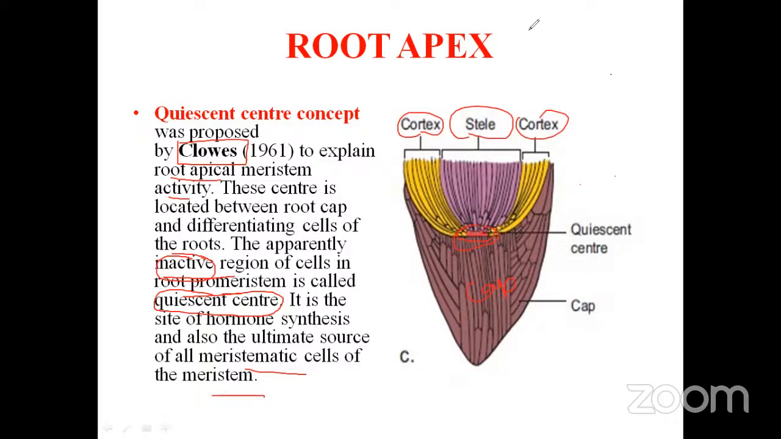Right. Now, meristematic types, shoot apex, root apex theory completed. Next one: tissues and tissue system.